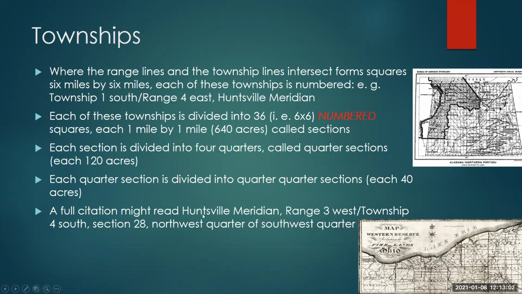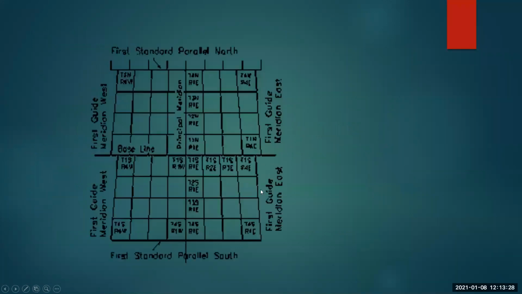A full citation to a piece of land might say Huntsville Meridian, Range 3 West, that's along the baseline. Township 4, that's along the meridian. Section number 28 within that square. The northwest quarter of the southwest quarter. Now, this is what it actually looks like. This is your meridian here. This is your baseline. And then here's the grid that the two form. And as I say, each of these township squares has a number.